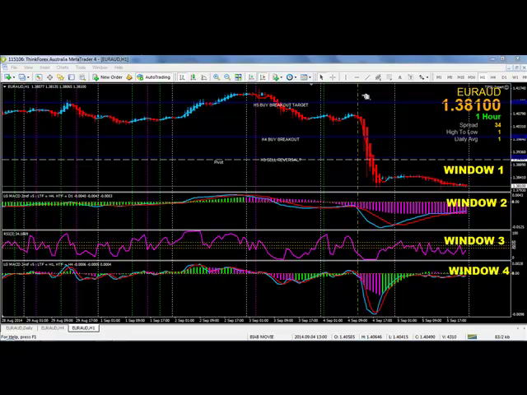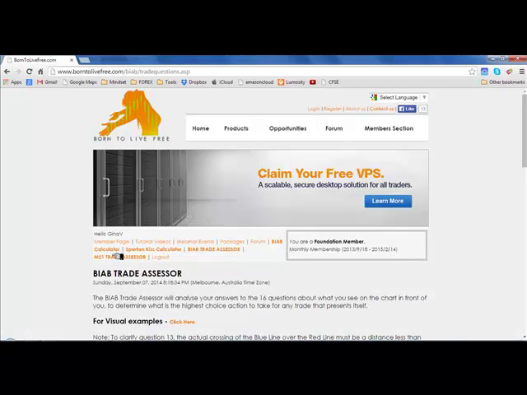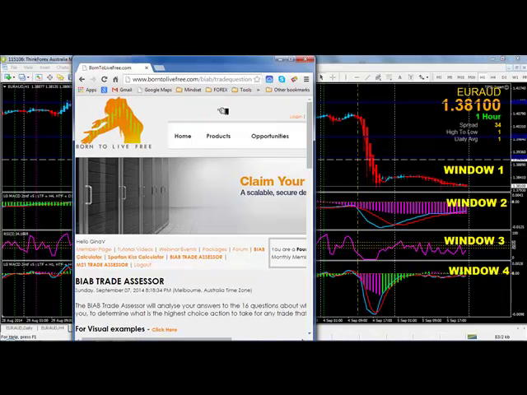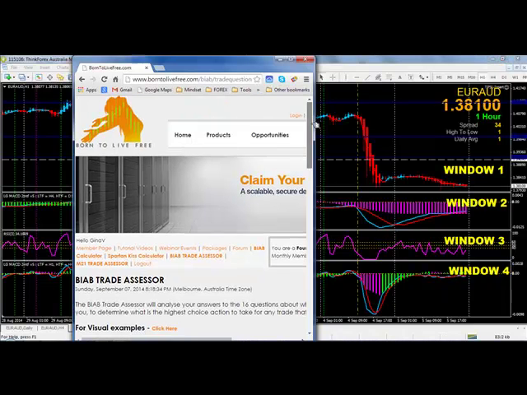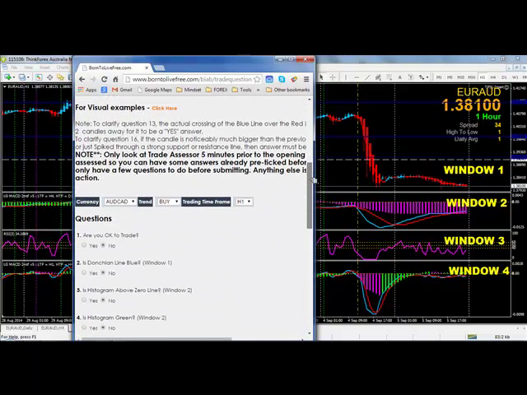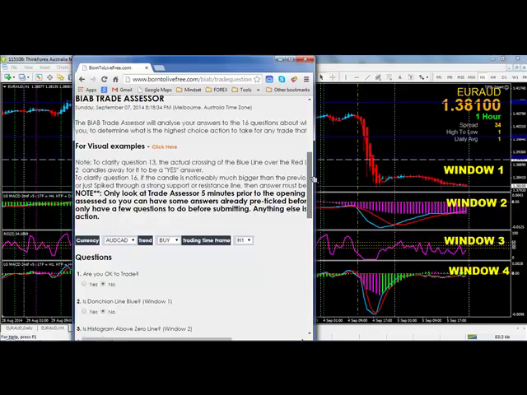The best way of organising this is to have the Business in a Briefcase Trade Assessor open and minimised so that you can see the chart and answer the questions at the same time. Now ideally you complete this a couple of minutes prior to the new candle opening, the one that you're going to be looking at, and you only click Assess when the candle has opened. So not before, not well after, but ideally say within 30 seconds to a minute of the candle opening.